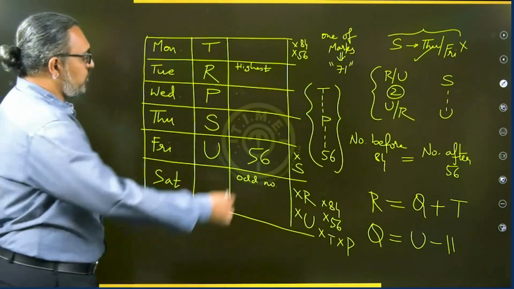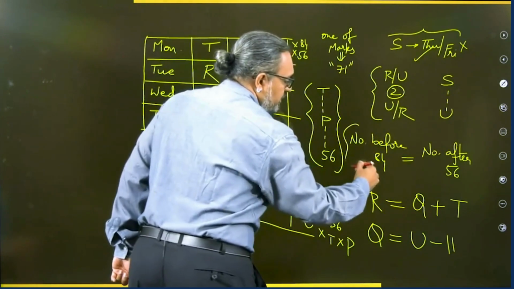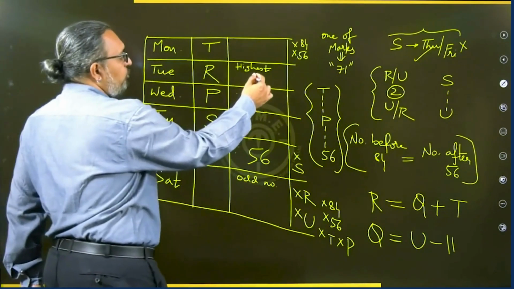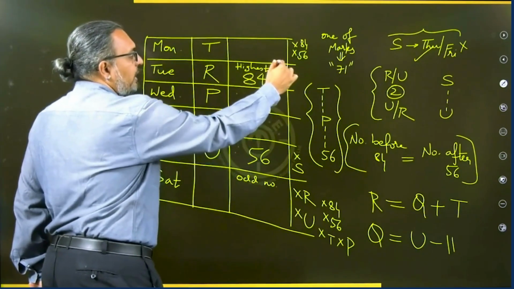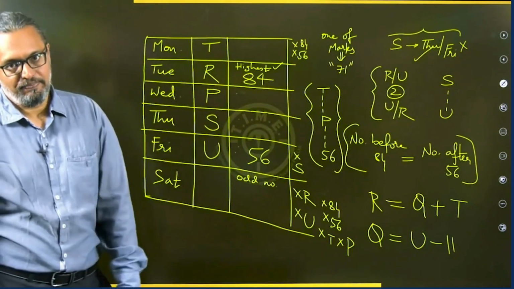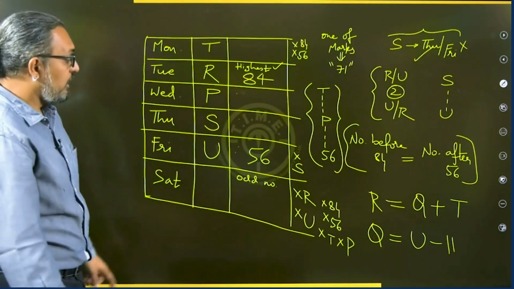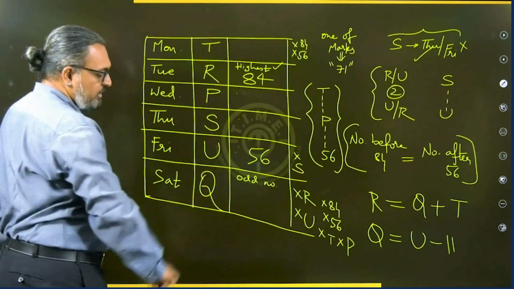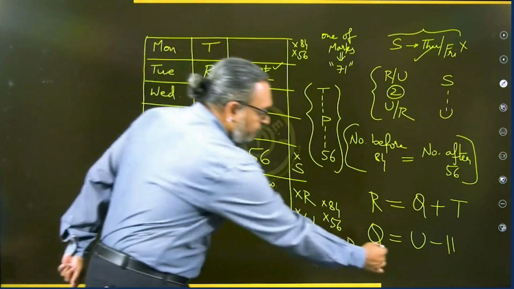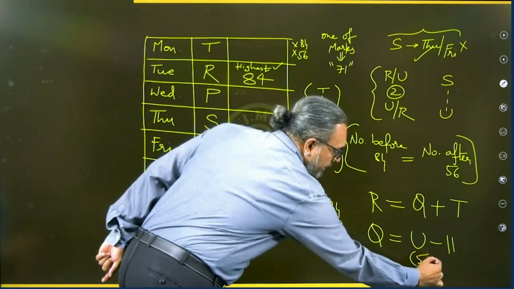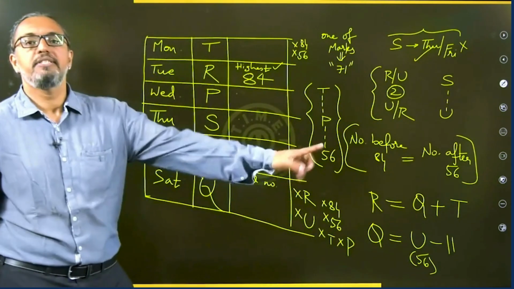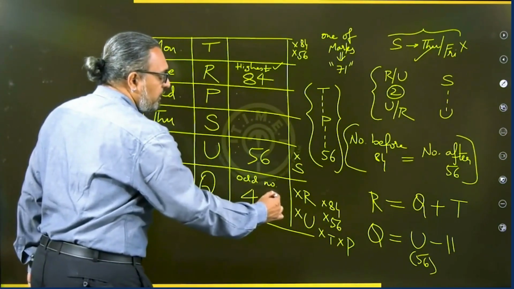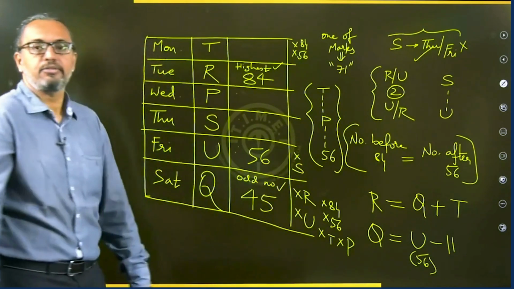Got it? So if 56 is here, based on this condition that we had, 56 is second from the bottom, so 84 will be second from the top. So now I can say that 84 is the highest. Correct? Now once I have U, who is the remaining person? Q. Now Q is on a Saturday. See, U's marks is 56, you substitute here, 56 minus 11 is how much? 45. Is 45 an odd number? Yes. So it is satisfied.